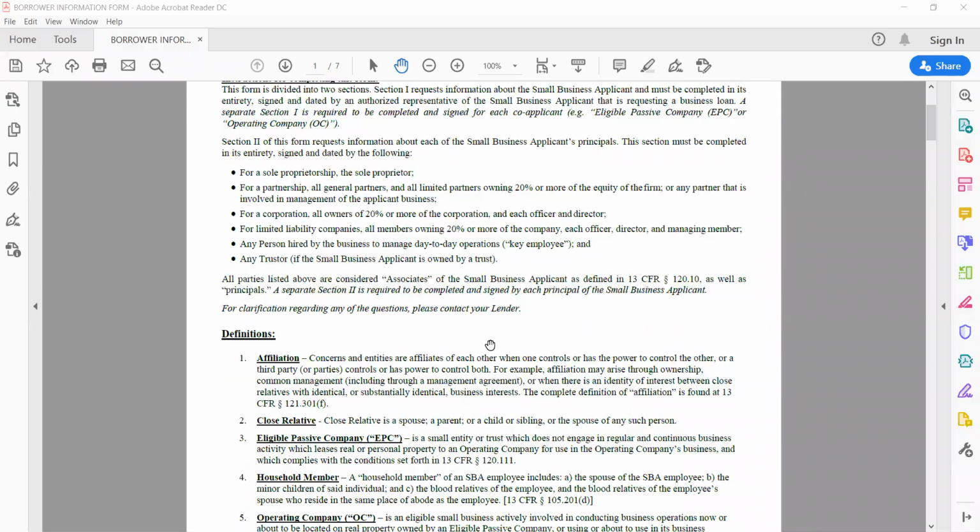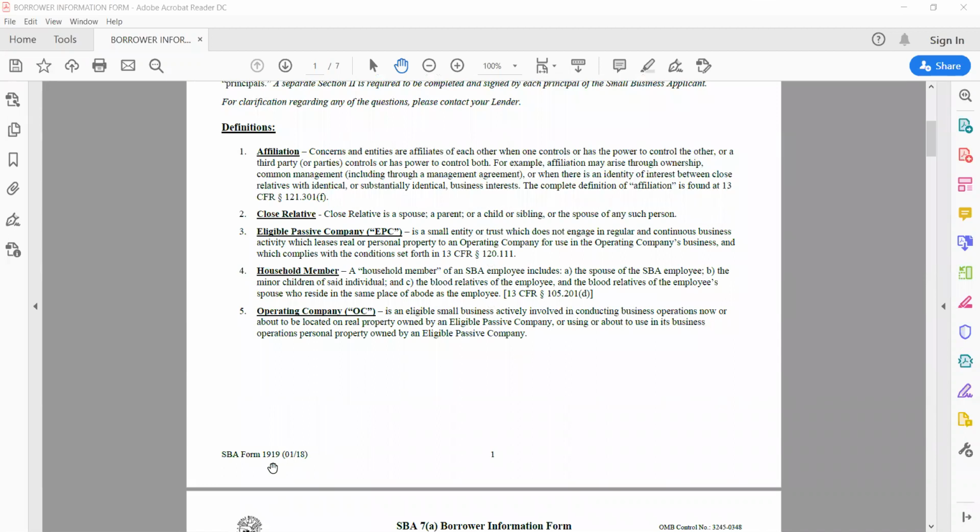Hello, and today we're going to be talking about the SBA Form 1919, which you can see the form number here on the footer.